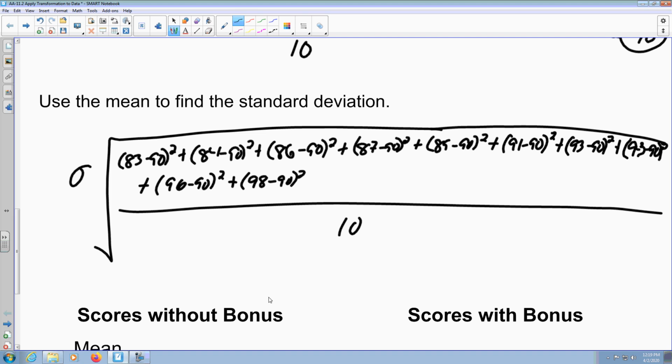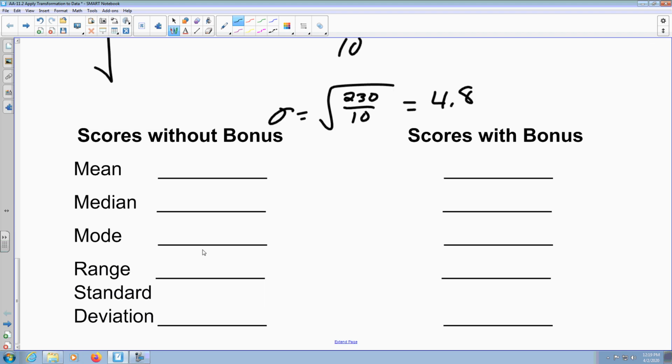Okay, so to save you some time, and definitely please check your work as well, the standard deviation is going to be the square root of, it ends up being like 230 divided by 10. So the square root of 230 divided by 10 is something really close to about 4.8. All right, so looking at this initially, we know that the mean is 90. We know that the standard deviation is about 4.8.